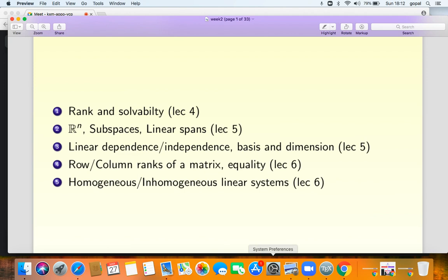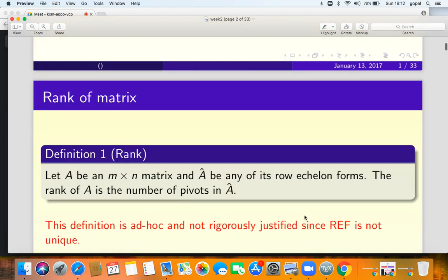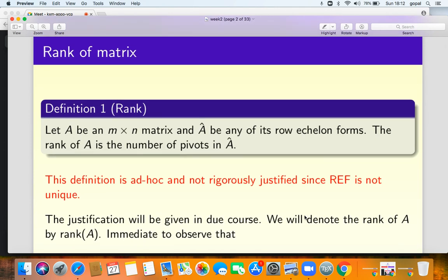equal. We also did the determinantal rank, which is very important. And we finally saw the Kronecker-Capelli theorem, a necessary and sufficient condition for solubility of systems of homogeneous linear equations. So let us see what's there in these text slides. The rank of a matrix. Here, the rank of a matrix is defined as the number of pivots in its row echelon form.